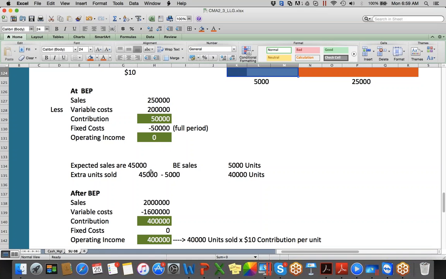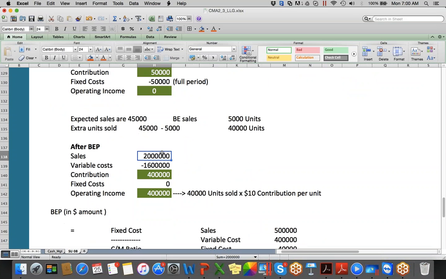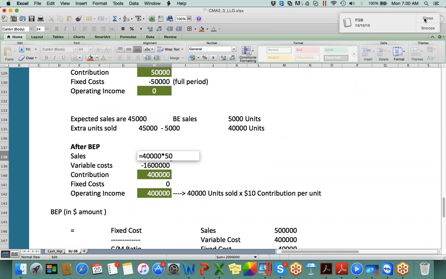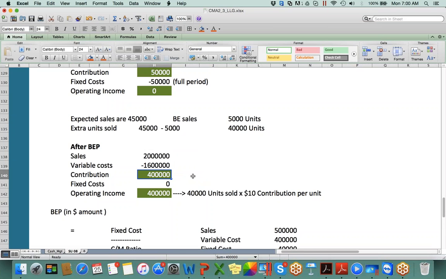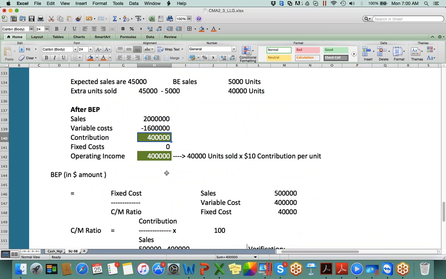Say for example here, how many units are we selling? I'll change it, 45,000 units total. So 40,000 units are sold in the profit area. So 40,000 units into sales of $50, 40,000 units into variable cost of $40, you have a contribution of $400,000. So the 400,000 full amount is profit.